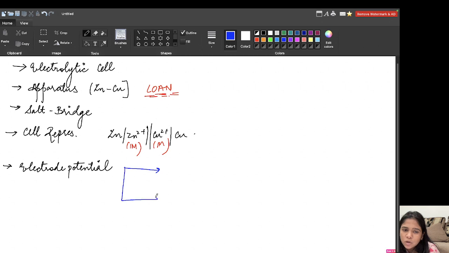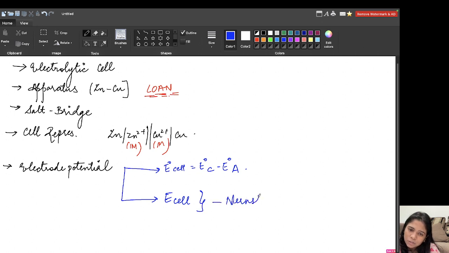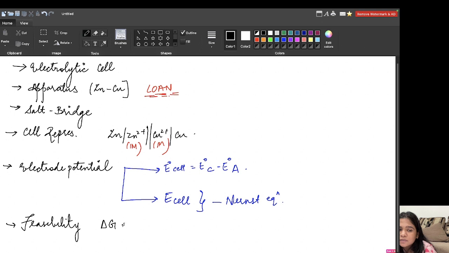Electrode potential you can also find by E naught of cell. This is standard, this is fixed, and it is calculated as E naught of cathode minus E naught of anode. And E of cell, which we'll be studying now, is calculated from the Nernst equation, which we'll be studying in this lesson. Then we studied about the feasibility of the reaction. The reaction is feasible when your delta G value is negative or delta E is positive. So delta G is equal to minus nFE naught of cell. This is how you check the feasibility of the reaction.